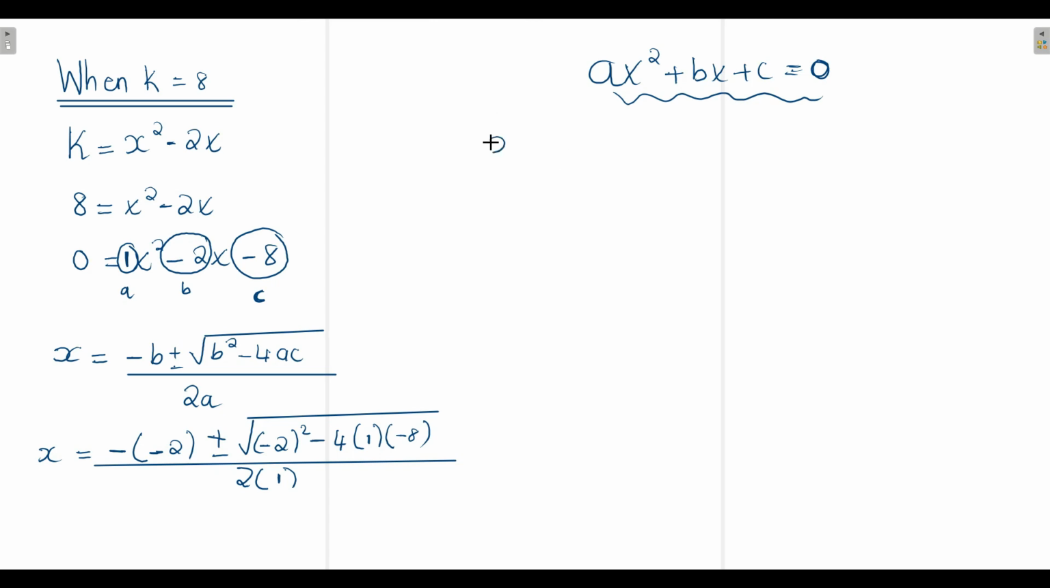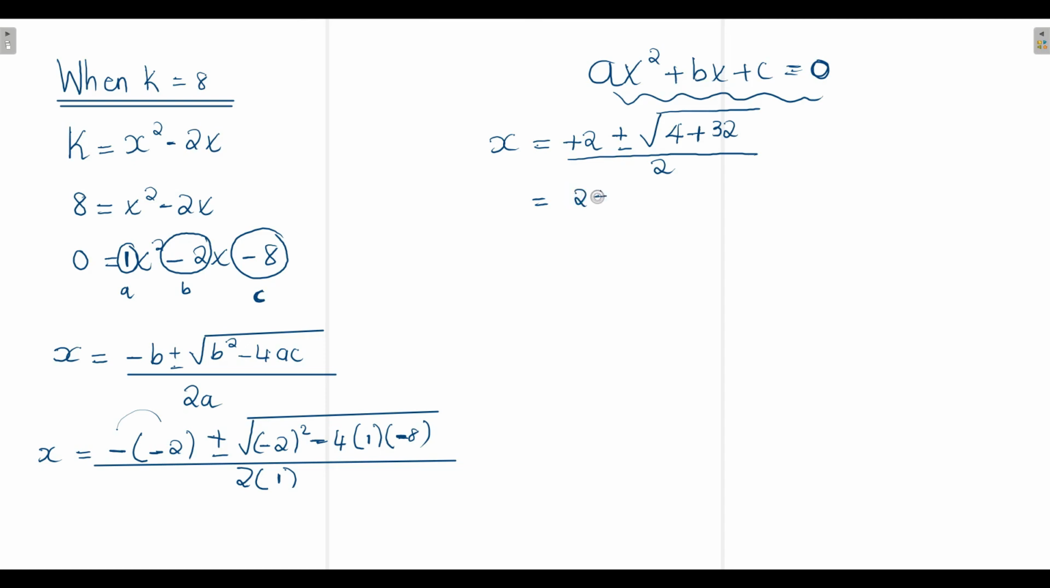Let's simplify. Therefore, x is going to be equal to positive 2, because a negative and a negative gives us a positive, plus or minus, then we've got negative 2 all squared. Negative 2 all squared is 4. Then it's a negative and a negative, and multiplying a negative and a negative gives a positive. 4 times 8 is going to be equal to 32. That's 32 all over 2, because 2 times 1 is 2. Simplify further. 4 plus 32 is equal to 36.